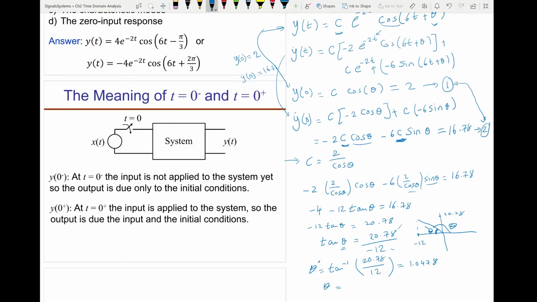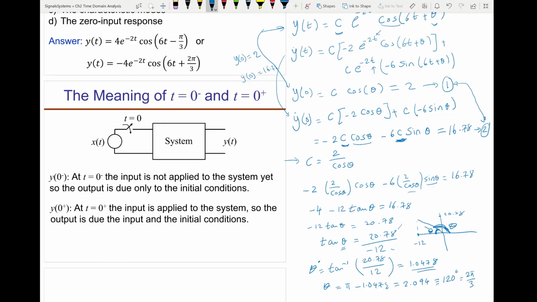So theta now will be this angle, which is 180 minus this. So that is pi minus 1.0478. This is radians, not degrees. So that will be 2.094 radians, which is equivalent to 120 degrees, which is 2 pi over 3.